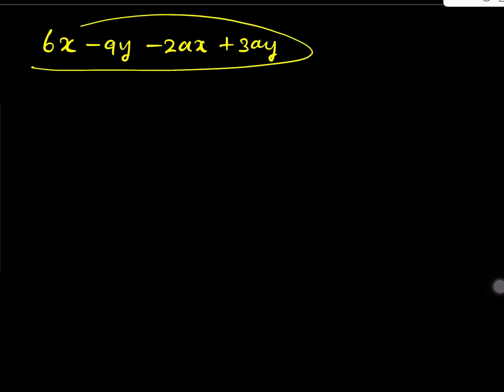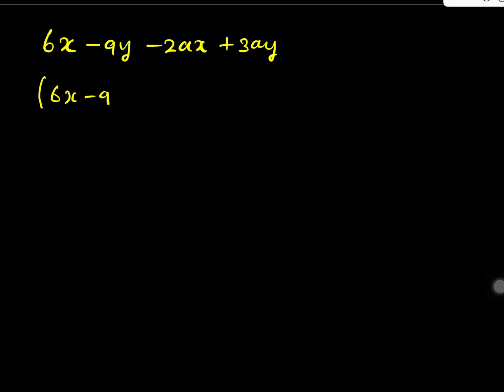By the way, you have 4 terms here. So if you have 4 terms, it means 2 things. It means you're going to factorize this by grouping, or you're going to convert the first three terms into a perfect trinomial, and then the last one is to be a perfect square. Now check something here. I'm going to group the first 2 terms, which is 6x minus 9y, plus the last 2 terms, which is negative 2ax plus 3ay.